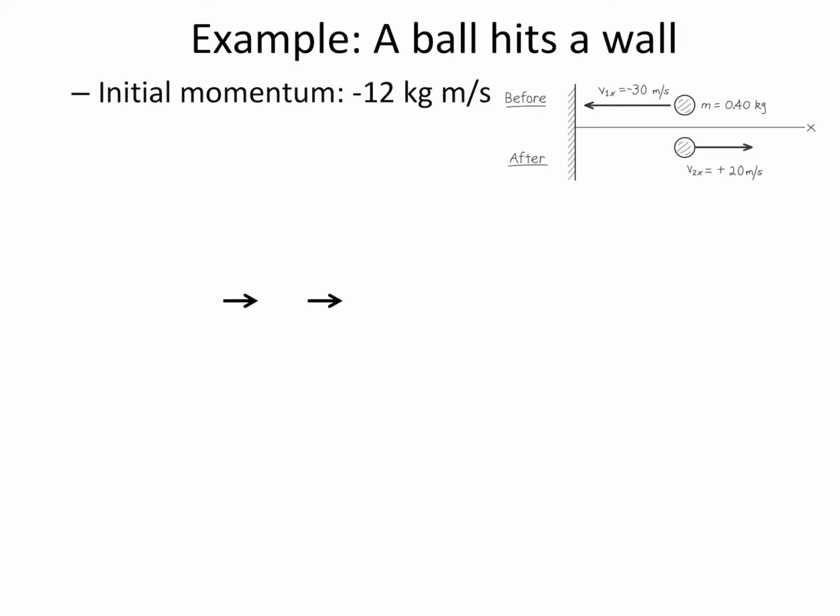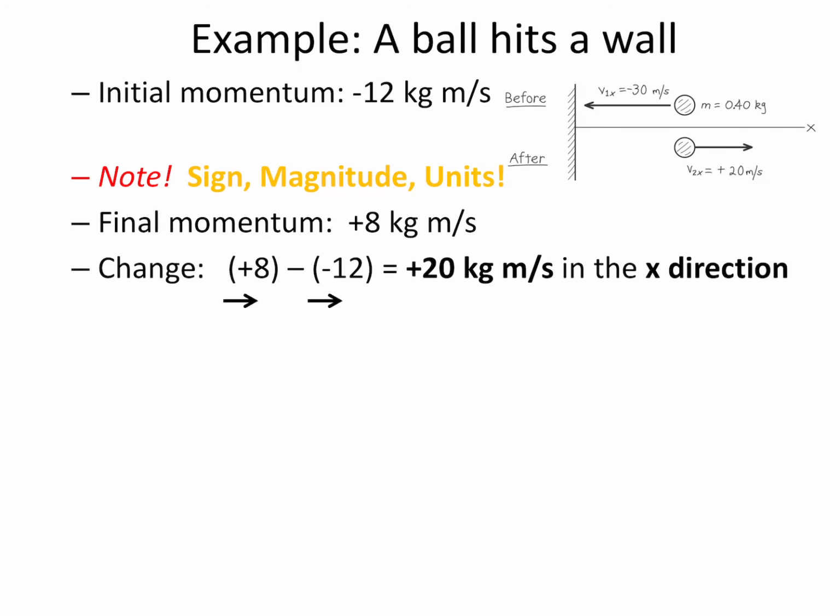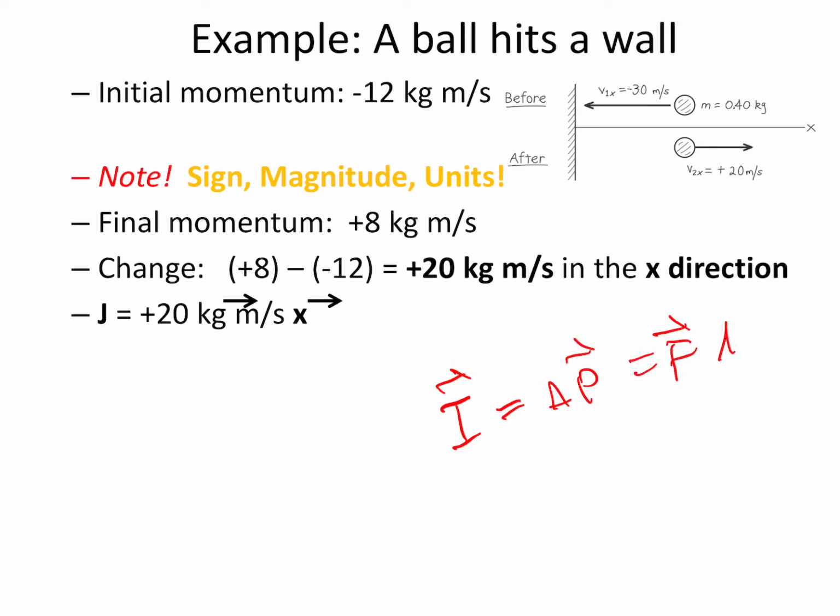Now, the change of momentum gives us the impulse from the impulse momentum theorem. So the change of momentum is 20 kilogram meter per second. The impulse momentum theorem gives us impulse equals change of momentum, and it also equals force times t. So the impulse is 20 kilogram meter per second.